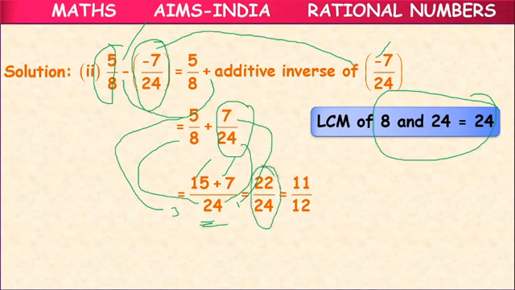This is the result after subtraction, which can be simplified further. If there is any possibility of cancellation, we have to do it. Always we have to mention the result in its simplest form.